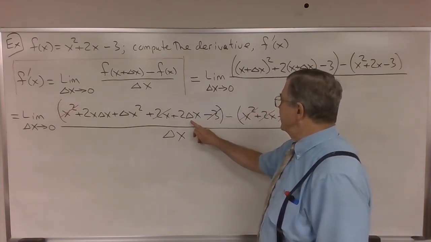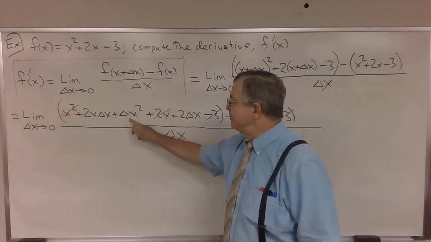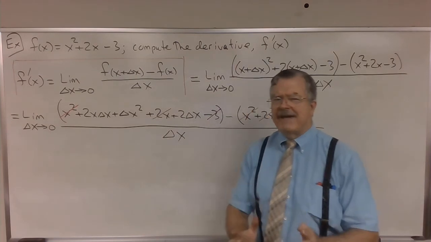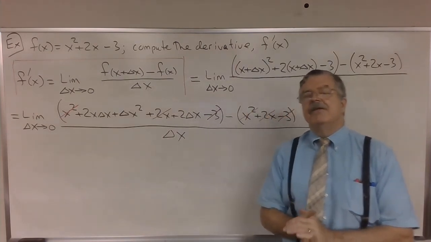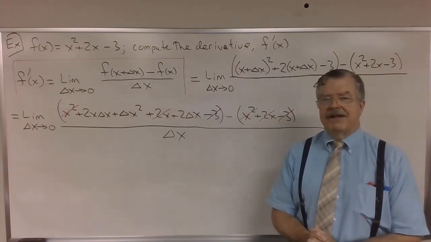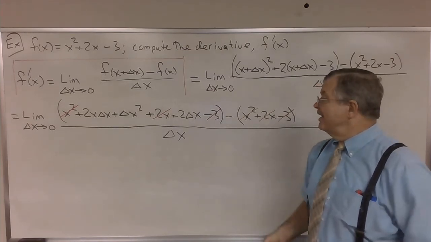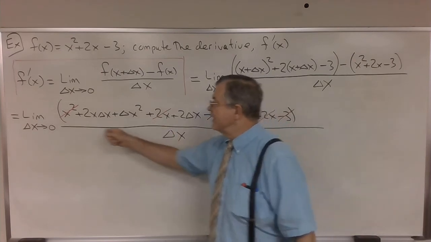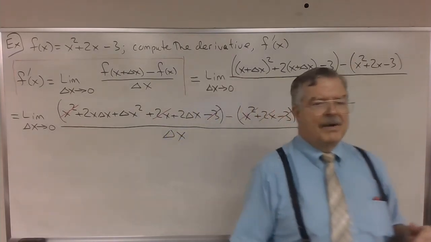Notice the surviving terms. This term survived, that term survived, that term survived. They all had a factor of delta x. The terms that have a factor of delta x survive. The terms that don't have a factor of delta x, they're the ones that got wiped out.